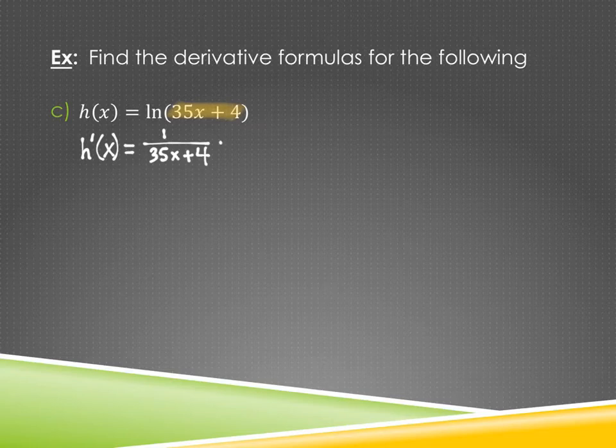But then I need to multiply it by the derivative of the inside, which would be 35. So would it be a simple enough step to put the 35 on top? Sure. Can you do that? Yes. But if you make a mistake when you do that and end up writing down 36, you're going to be counted wrong. Don't simplify on the gateway.